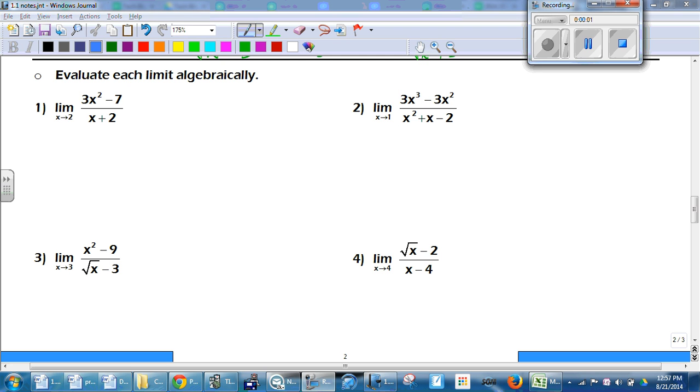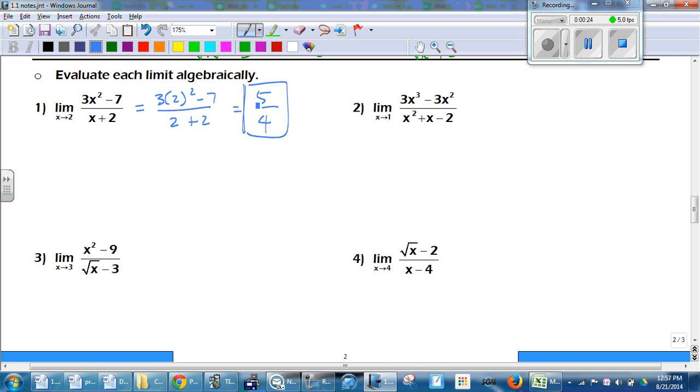All right, number one, we're evaluating the limit algebraically. So first step, always try direct substitution. I'm going to substitute 2 in, and you don't necessarily have to show this work, but I will here. 3 times 2 squared minus 7 all over 2 plus 2. So we get 4 times 3 is 12 minus 7. We get 5 over 4. So here, direct substitution works.